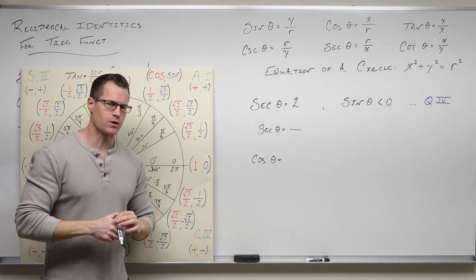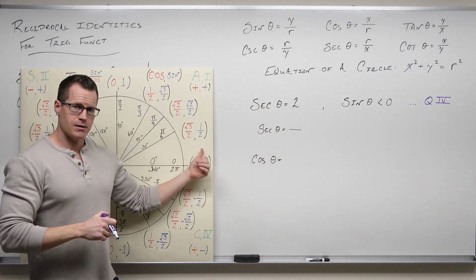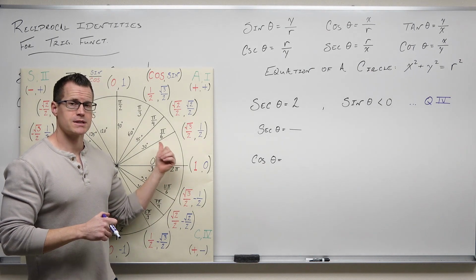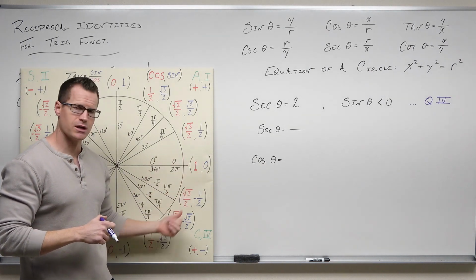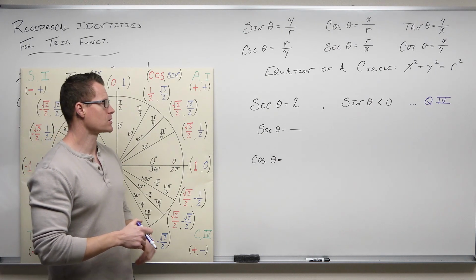Now that determines something for us. That says that sine and cosecant should be negative, secant and cosine should be positive, tangent and cotangent should be negative. So let's figure it out.